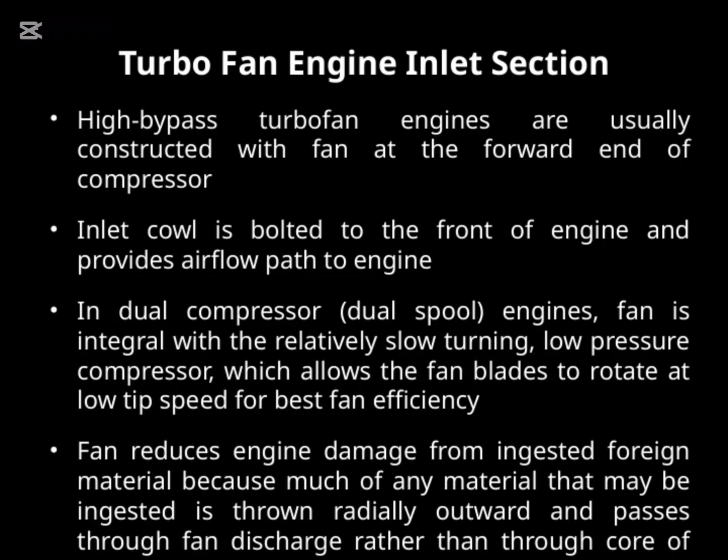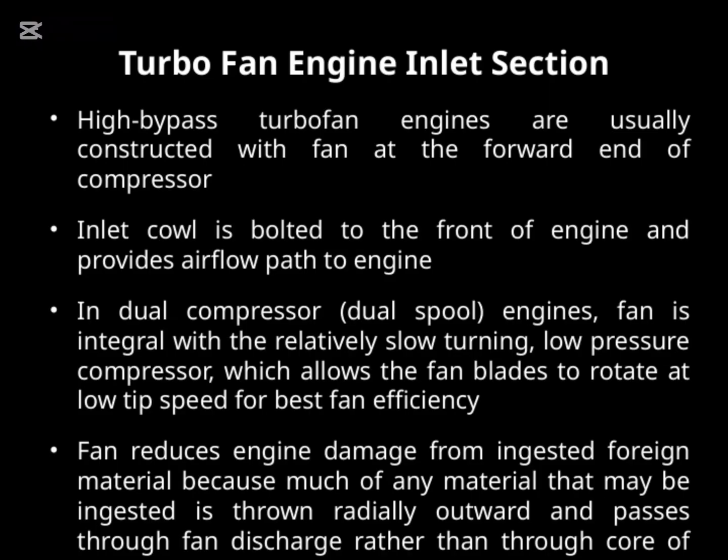High-bypass turbofan engines are typically built with the fan positioned at the very front of the compressor. The inlet cowl, which is bolted onto the front of the engine, plays a crucial role by providing a smooth airflow path into the engine. In engines that feature dual compressors or dual spools, the fan is actually integrated with the low-pressure compressor, which turns more slowly.